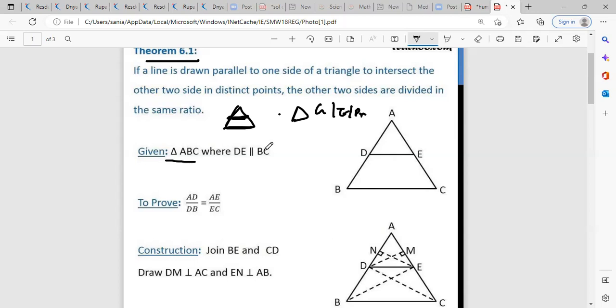Now, what we have to prove? You have to prove the other two sides are divided in the same ratio. That means AD and DB, this AD is equal to your AE, and this BD is equal to your EC. They are divided in the same ratio. Ratio means, for example, 2 divided by 3, so ratio means 2, 3. These two points represent ratio. So to prove, AD and DB, you are dividing it, they are equal to AE and EC. Clear?